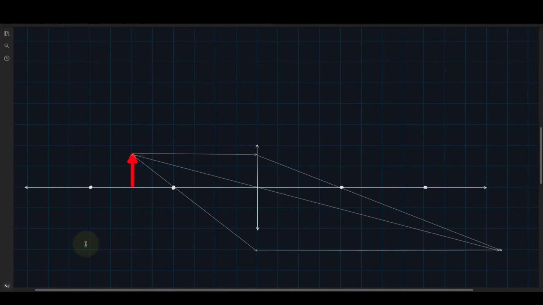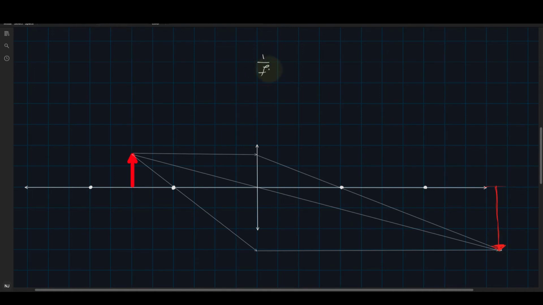Okay, as we can see, this one is a bit more complicated. We trace the rays, and the rays meet somewhere here. And if we do that, the image will have a presence here. So the image, as you can see, is bigger, real, and inverted. Now let's use the equations.